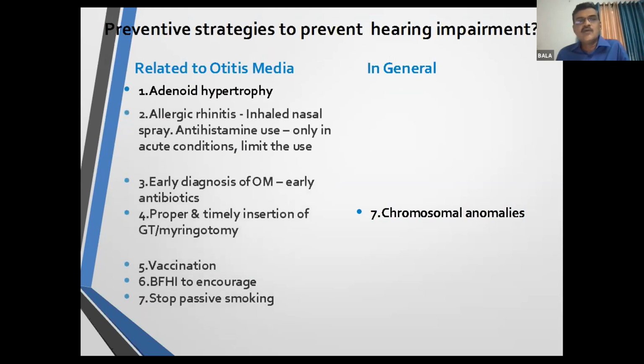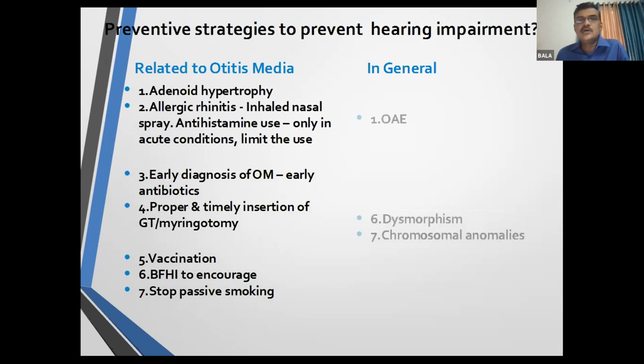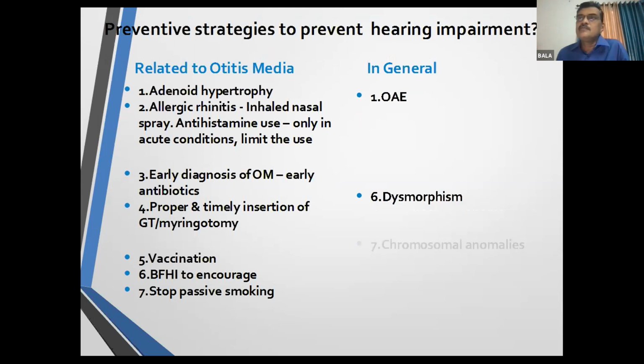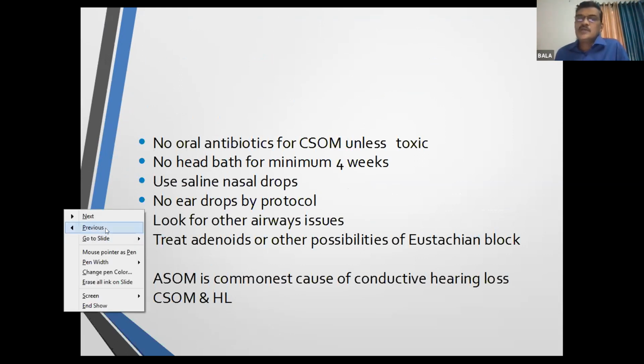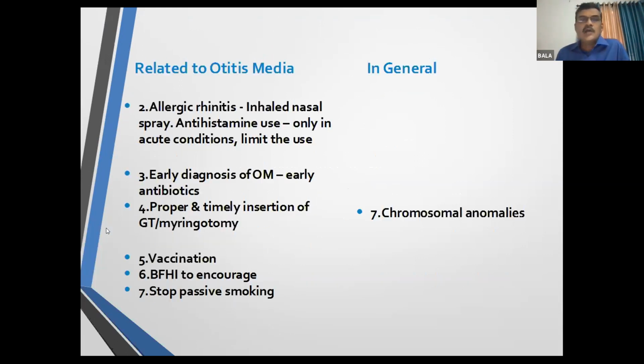And in general, to prevent hearing impairment, always do a newborn screening program, OAE, and neonatal jaundice has to be looked into. Hypothyroidism has to be ruled out, and any newborn with a prolonged NICU stay, we have to be very careful with screening the hearing. I think in most hospitals now OAE is there, and all children are getting this benefit.